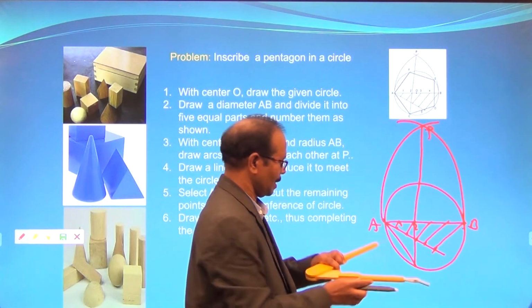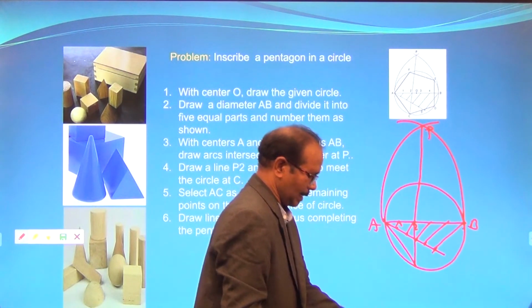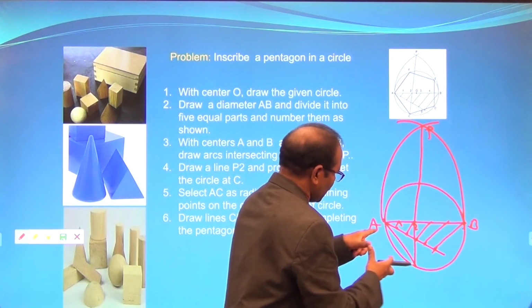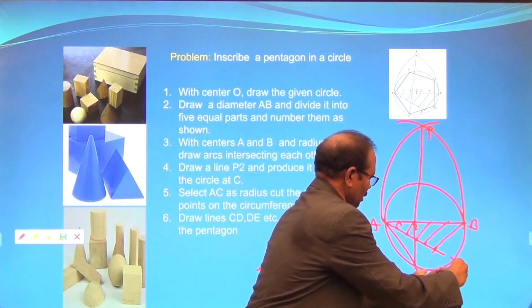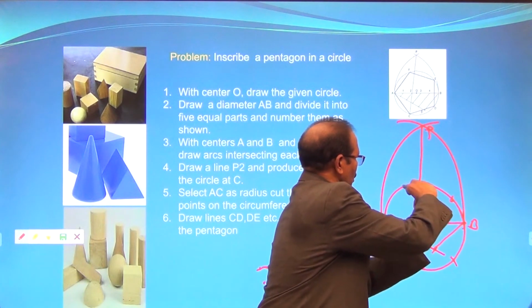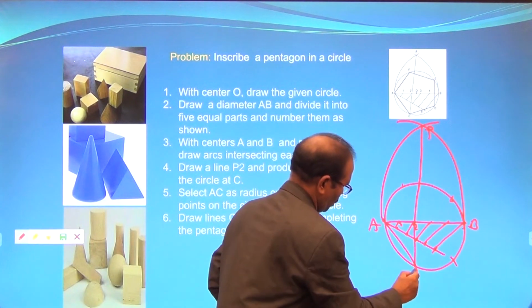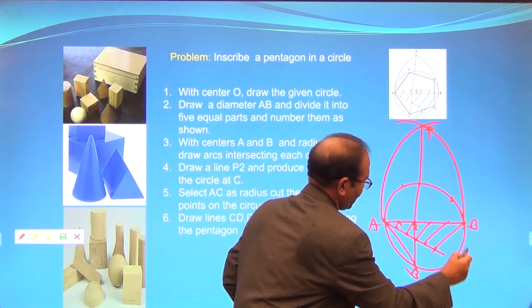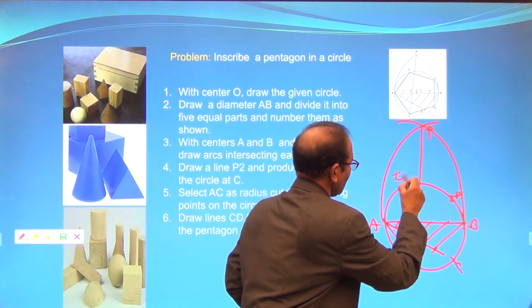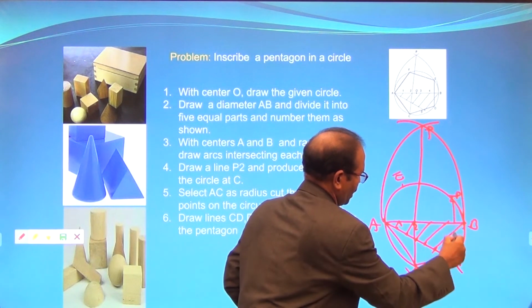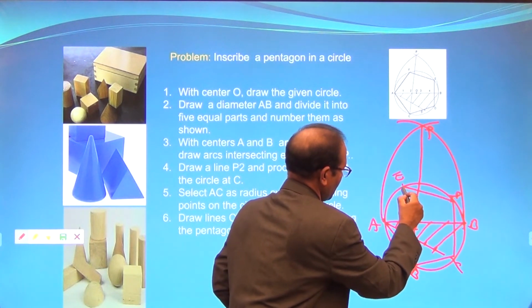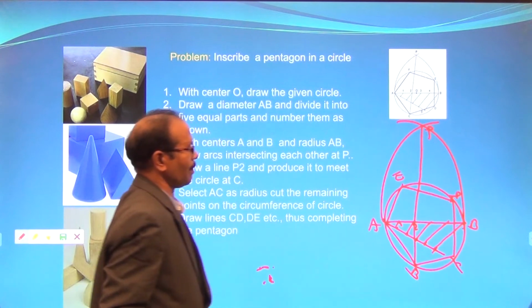Select this side and cut the points on the circumference: 1, 2, 3. Join A to B, B to C, C to D, D to E, E to A. Now that is the required pentagon.